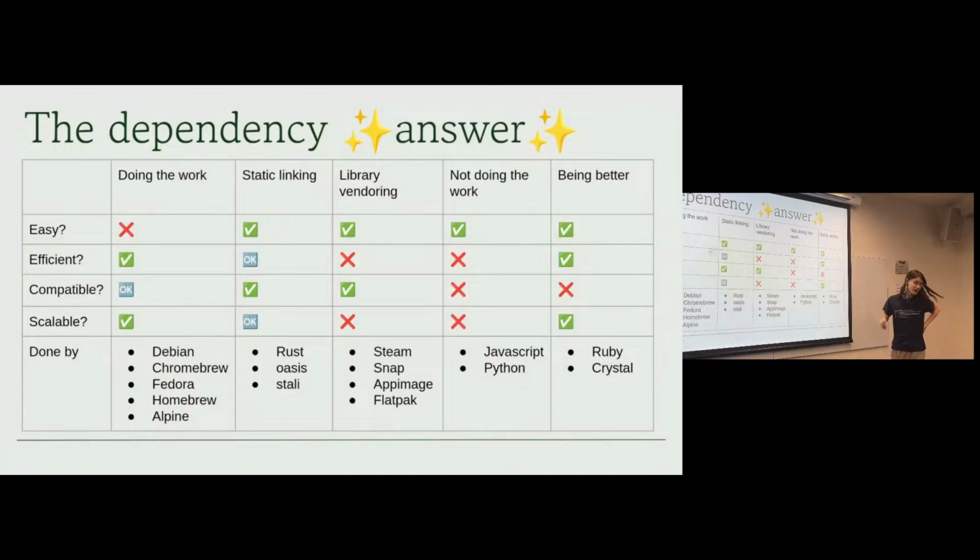Now, we've got a very, very good option coming up. Not doing the work. Is this easy? Yes. Is it efficient? No. Is it compatible? No. Is it scalable? No. Who does it? JavaScript and Python. Does JavaScript actually vendor dependencies? Sometimes. Does Python? No. Again, not doing the work is very tempting because you don't have to think about it.